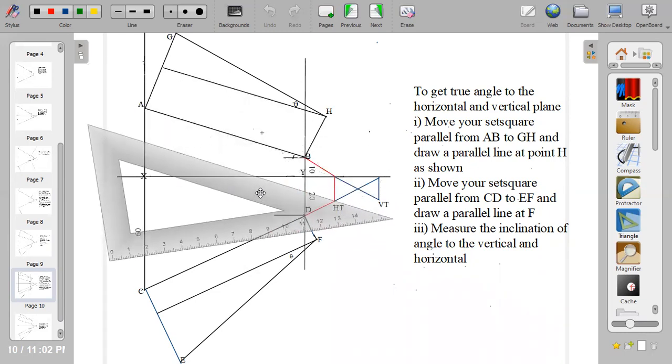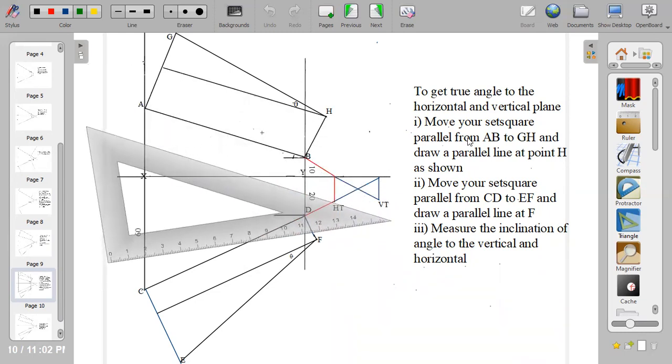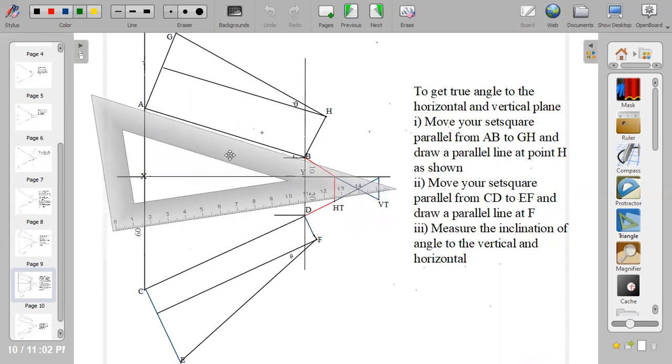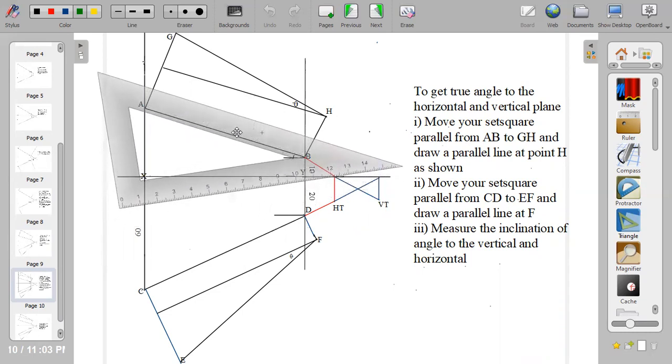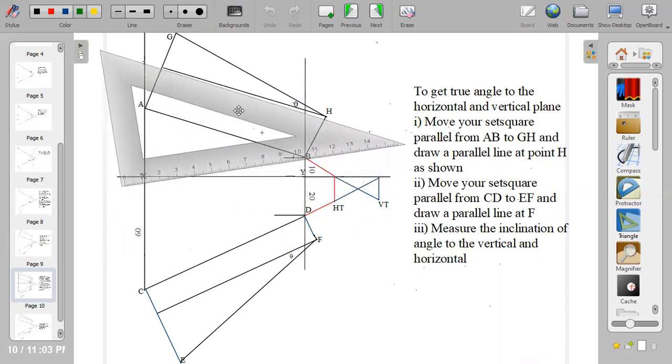I'll do this part again. To get the true angle to the vertical plane, I'm starting with the vertical plane. So I will place my set square on the line, which is line AB. Then I will move it to get the parallel line, until I get to point H. When I get to point H, I will draw this parallel line. Now, the angle between this parallel line and GH is the true angle to the vertical plane.